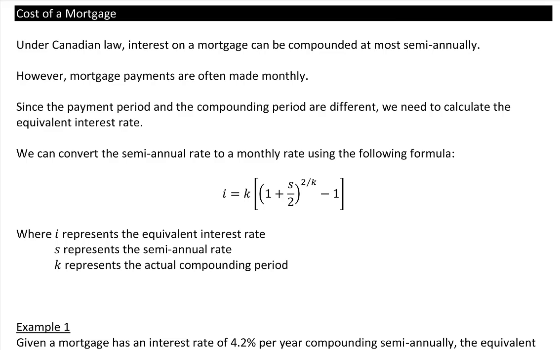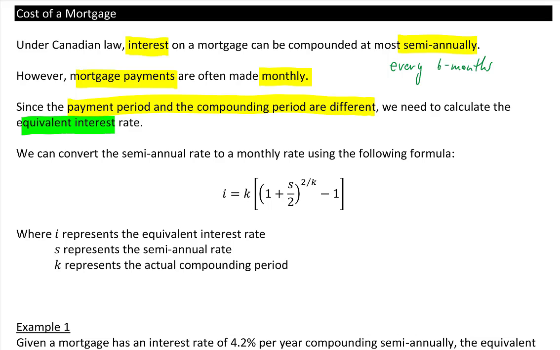So finally, we're going to take a look at the cost of a mortgage. Under Canadian law, interest on a mortgage can be compounded at most semi-annually. This means that for any mortgage, at most, you can be charged interest twice a year, or every 6 months. But in many cases, mortgage payments are made monthly. Since the payment period and the compounding period are different, we need to calculate what's called the equivalent interest rate.